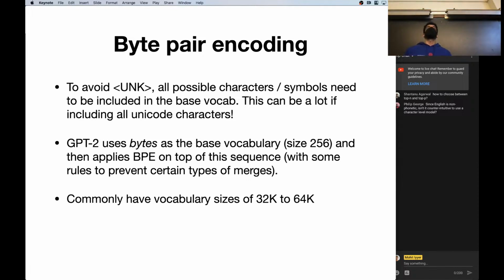The thing I just said was I can still get unknown words in BPE if I haven't observed a character at test time, right? So one common trick is just to use bytes instead of characters as your base vocabulary. This way you can encode any possible character. You can apply BPE on top of a sequence of bytes rather than characters. Of course, you have to do some special operations to prevent merging across white space and other rules like that. You can look in the GPT-2 paper for the exact details of how they did this. And it's pretty common to have a subword vocabulary of 32 to 64,000 different characters plus subword types.